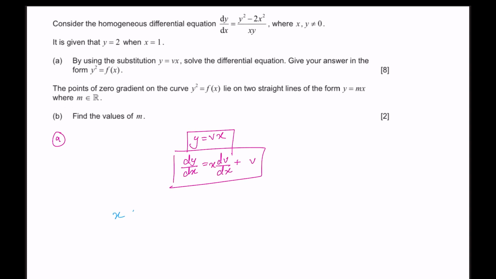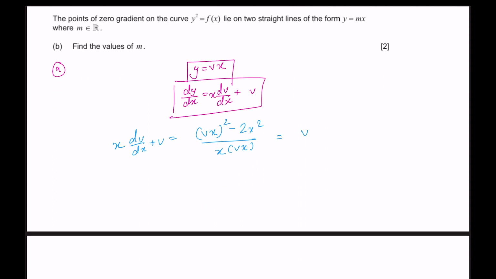The original equation will become x dv over dx plus v, and this will be equal to, y is vx, so (vx) whole squared minus 2x squared, divided by x times vx. If I simplify the right hand side, it will become v squared x squared minus 2x squared, divided by v x squared. Again simplify the right hand side by taking x squared common from the numerator and x squared common from the denominator and cancelling both of them. Now this can be further simplified. Sorry, the denominator would be v.